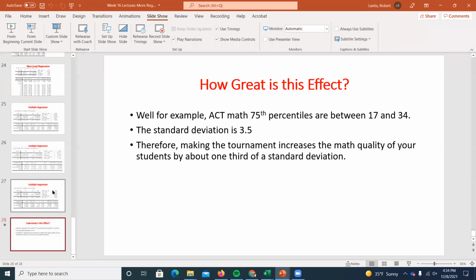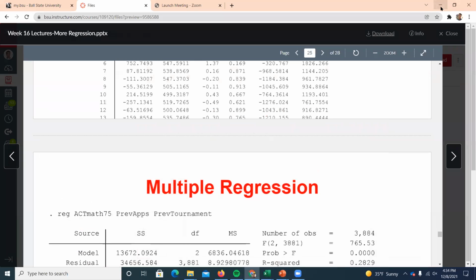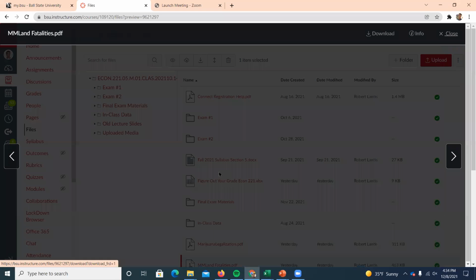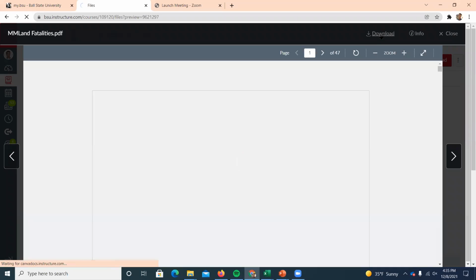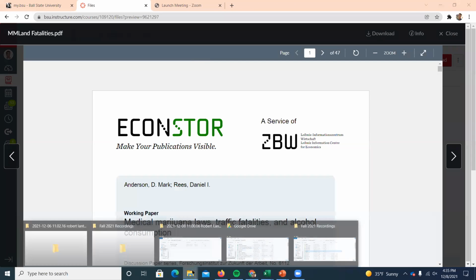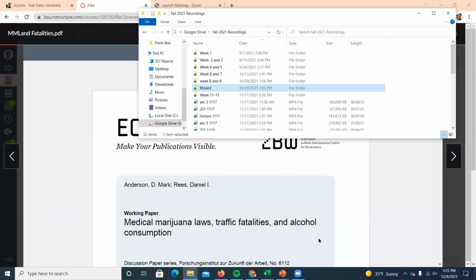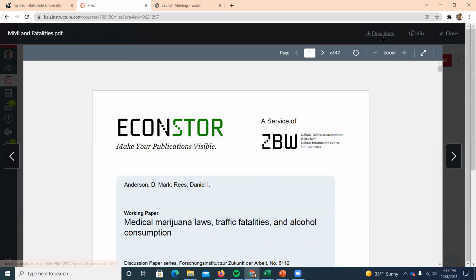So I think that was the last thing I had there. I also put up on Canvas a couple PDFs. So we're going to look at this MML and fatalities one. I have it in here. I don't want to open it in a web drive. So here, we'll download this.